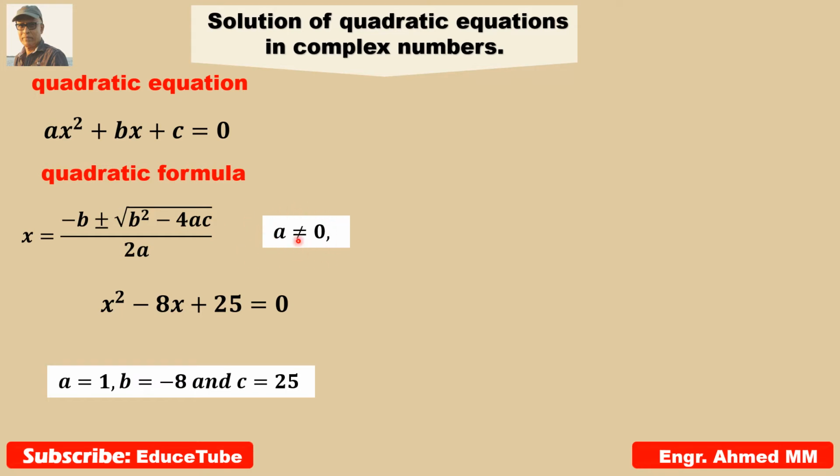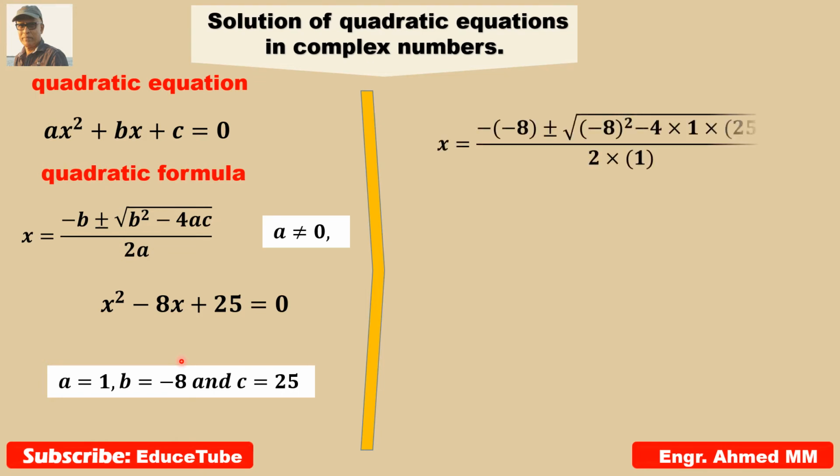Now let's take an example: x square minus 8x plus 25 equal to 0. So compare this equation with the general equation. A means 1, B means minus 8, C means 25. Now, using the quadratic formula, let's find the value for x. Very easy, we only have to put the values for A, B and C into this formula. So I did it.